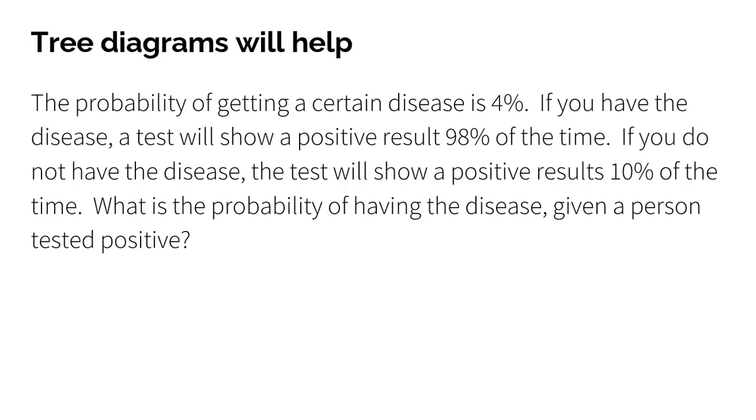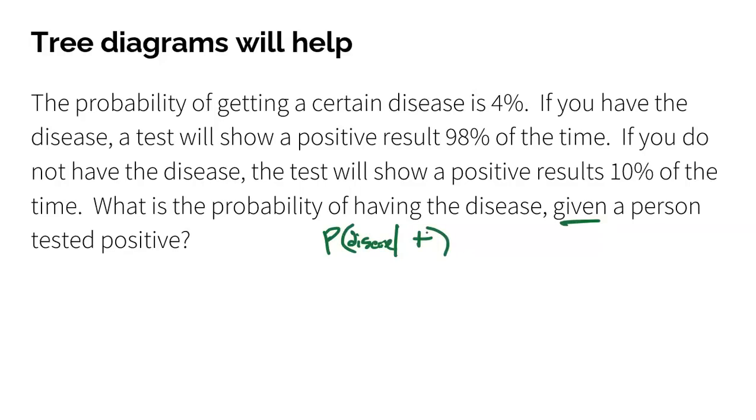So here's the question. What is the probability of having the disease given a person tested positive? When I see that word given, that means I need that line. So in front of the line is what I'm trying to find the probability of. I'm trying to find the probability that a person has the disease. And then behind the line is the given. I'm given that they tested positive. It was a positive result.